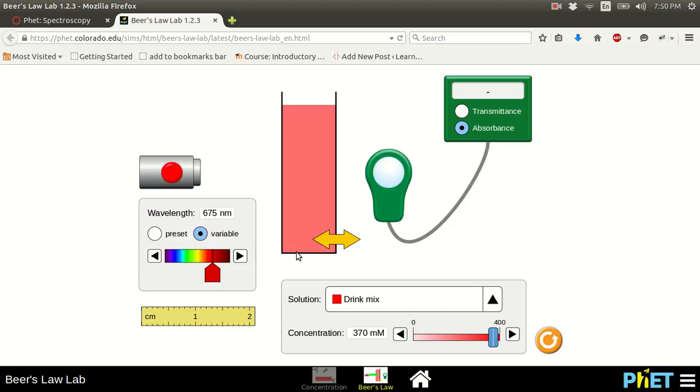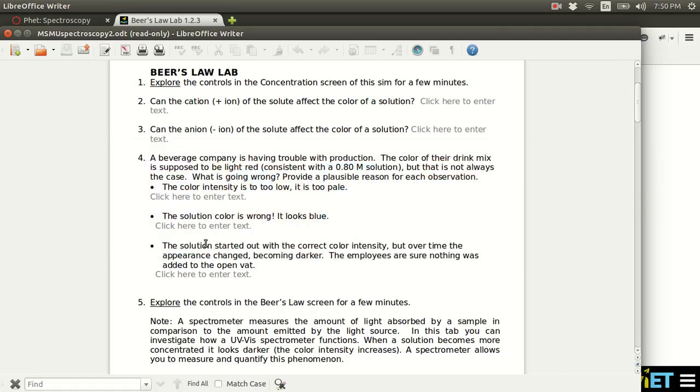So now that is a problem that you just have to use your imagination for, because it says over time the appearance changed to becoming darker. And the text here says that the stuff became darker. It doesn't say that the color was different. It says the color intensity was different. It's not like it used to be red and now it's blue. No, it used to be light red and now it's dark red. You see, it says it's supposed to be light red, and then the solution started out with the correct color intensity, so light red. But over time it became darker, so what happened?